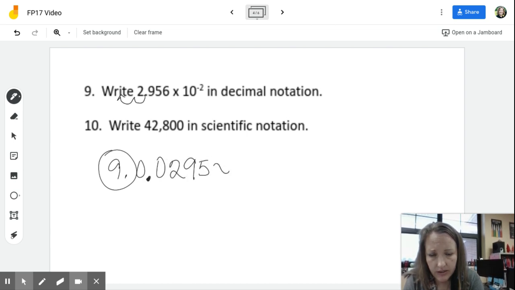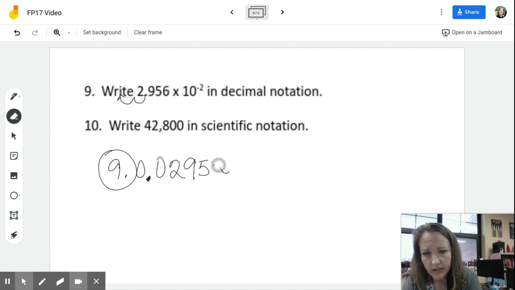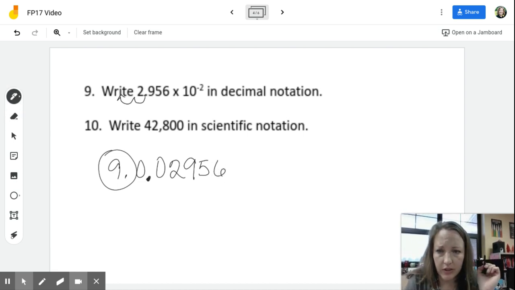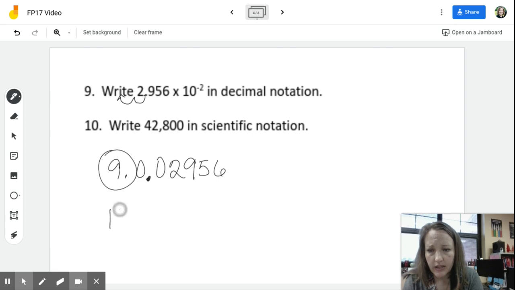0.02956. Oh, that's an X. Let's not put an X here. That's supposed to be a 6. Make sure I'm right. 1, 2, yeah. So we move the decimal 2 places to the left. That's the decimal form.